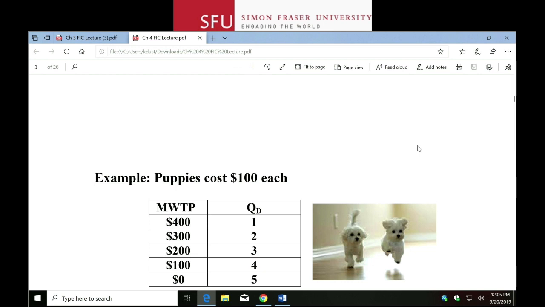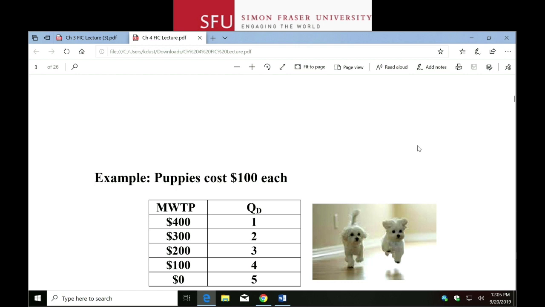So for the third puppy, you're willing to pay less. And for the fourth puppy, less. And then for the fifth puppy, that's not going to provide any additional satisfaction, so you're not willing to pay any for the fifth puppy. Now, you have to decide how many puppies to get.